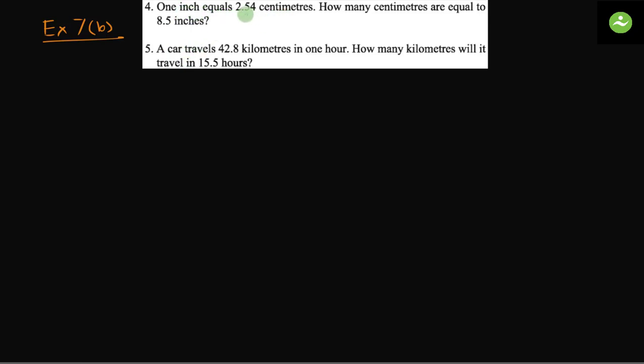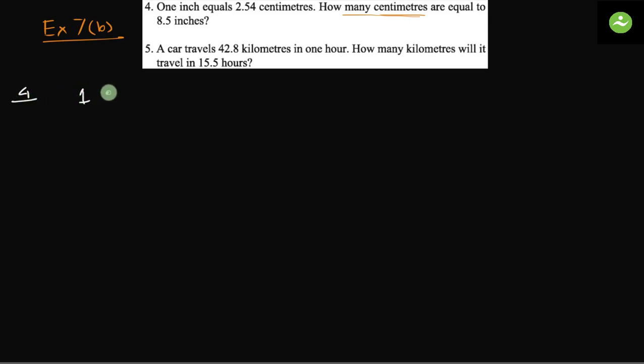1 inch equals 2.54 centimeters. How many centimeters are equal to 8.5 inches? How many centimeters? So the quantity we find, or the result we find, will have the unit centimeter. Question number 4.